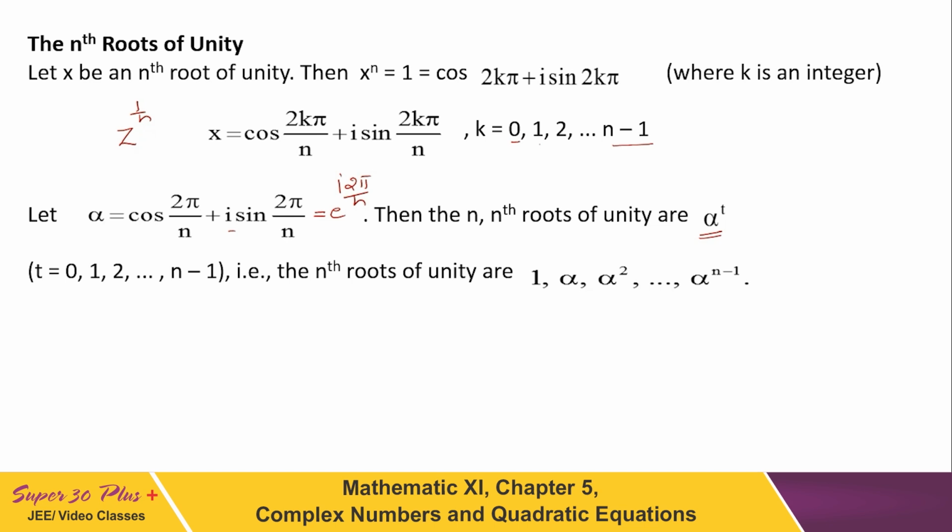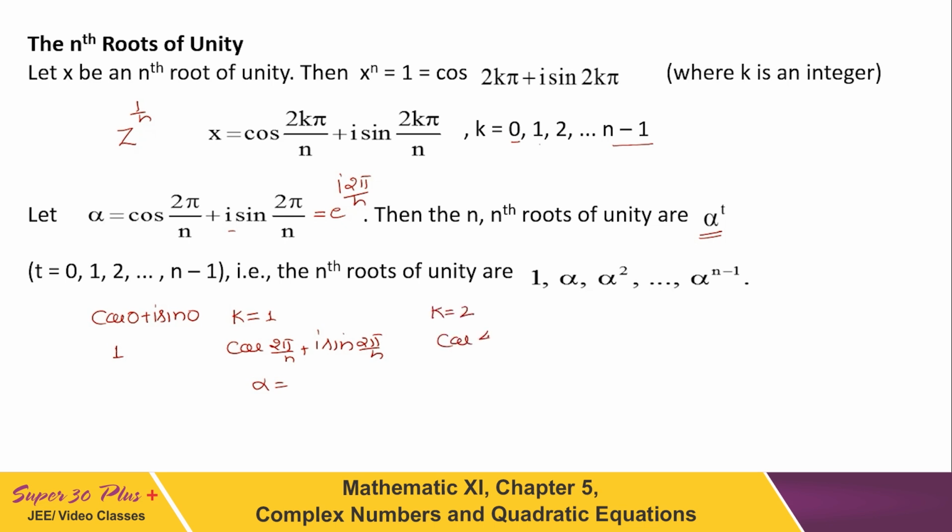If we substitute different values of k, say k equal to 0, then the root will be cos 0 plus iota sin 0. What is the value of cos 0? Cos 0 is 1, and the root is 1. It is okay. Now the second root. For the second root, we substitute k equal to 1. Then what will happen? It is cos(2 pi upon n) plus iota sin(2 pi upon n), that is alpha. Got it?